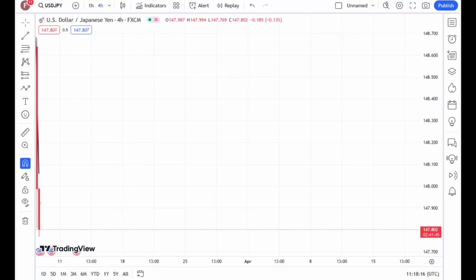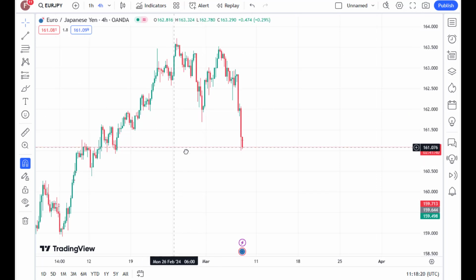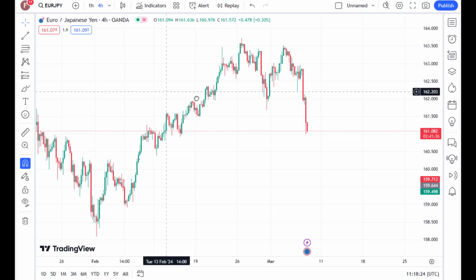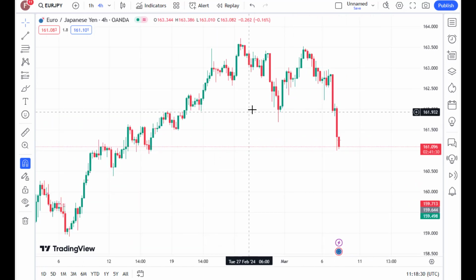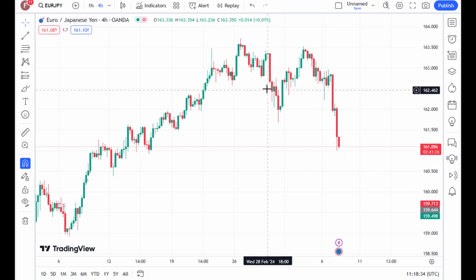So basically this is Euro Japanese yen as well. Okay, if you look at it from the left hand side here, you're going to identify we had an uptrending market, isn't it? We had price creating a series of higher highs and higher lows, right? And then all of a sudden recently price just switched from an uptrend to a downtrend. Now how are you able to identify this?